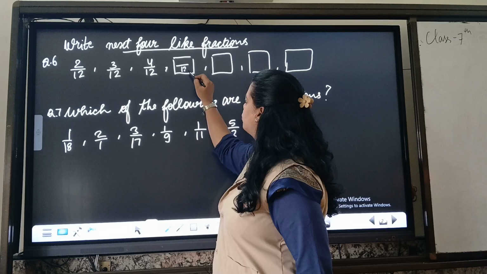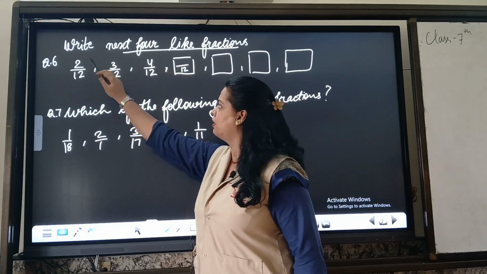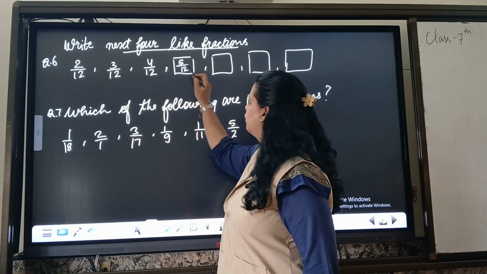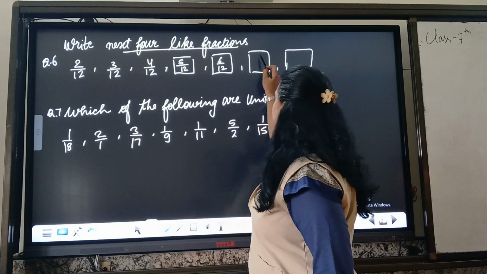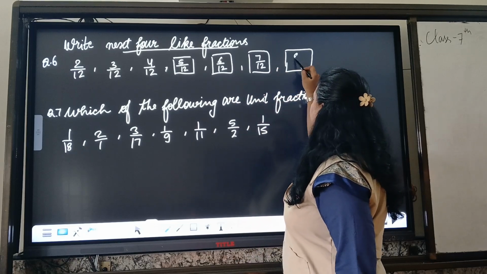So the denominator should be 12. You can see the pattern 2, 3, 4. The next would be 5, 6 upon 12, 7 upon 12 and 8 upon 12.